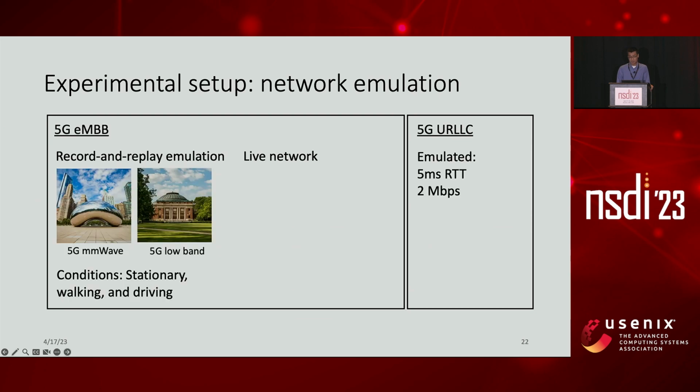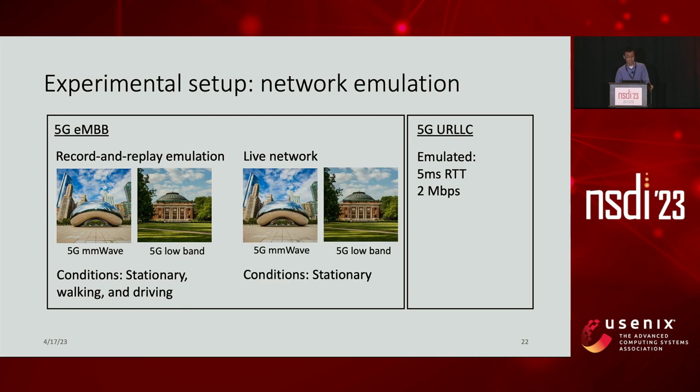And for the eMBB, we recorded network traces in downtown Chicago, which represents a metropolitan area with 5G millimeter wave, and also our campus UIUC, which represents a rural area with 5G low-band deployment. We recorded the traces in 3 different conditions: stationary, low movement like walking, and moderate movement like driving. And for the live network, we also did it in Chicago and our campus, but we only tested the stationary conditions. We sent this traffic through a tethered 5G phone.